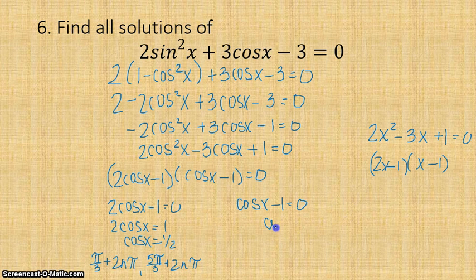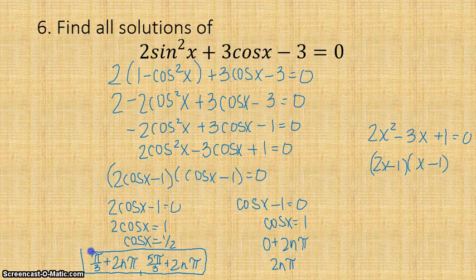Over here, cosine x equals 1, which happens at 0, so I'm going to have 0 plus 2 n pi, which really is just 2 n pi. You don't need the 0. I would not take off with the 0, but the 0 is not needed and would not be given on a multiple choice test.